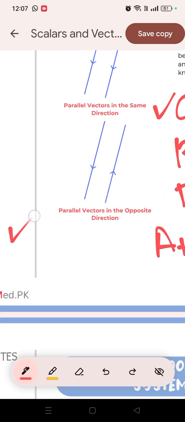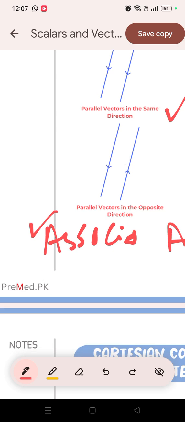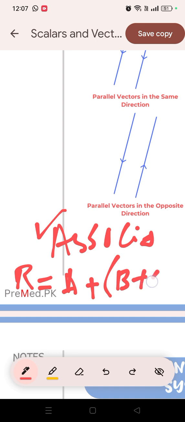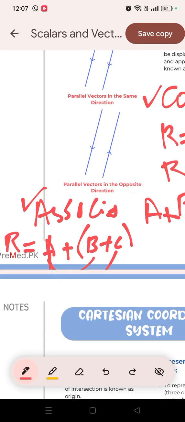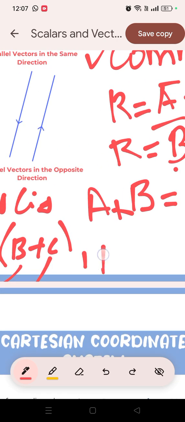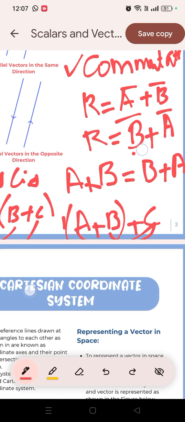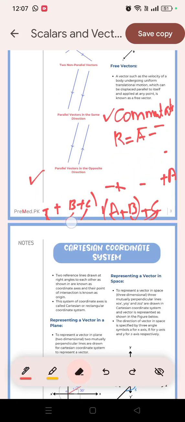Then if we talk about the second law, that's called the associative law. Associative law simply means if I write R, which is equal to A plus bracket B plus C, this means this will be grouped with this one, again with this one as well. But what if we simply write A plus B plus C? This means again the C would be added with B and C would be added with A. This is called the associative property. I'm sure it's clear to you.